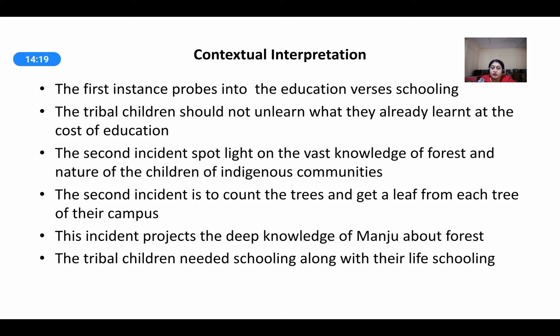And this knowledge he had got from his own parents and community interaction. In fact, Manju surpasses everybody when he even mentions the tare leaf, that particular leaf, drinking the water from which will lead to temporary insanity. So much knowledge coming from an innocent 7-year-old boy, the author can never forget what he heard that day. So it shows that the tribal children need schooling along with their life schooling. Whatever knowledge they already have just needs to be enhanced through the course of formal education.